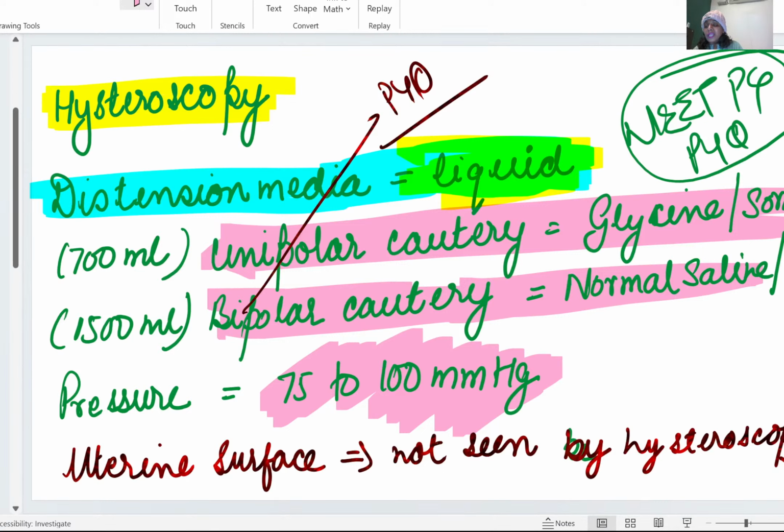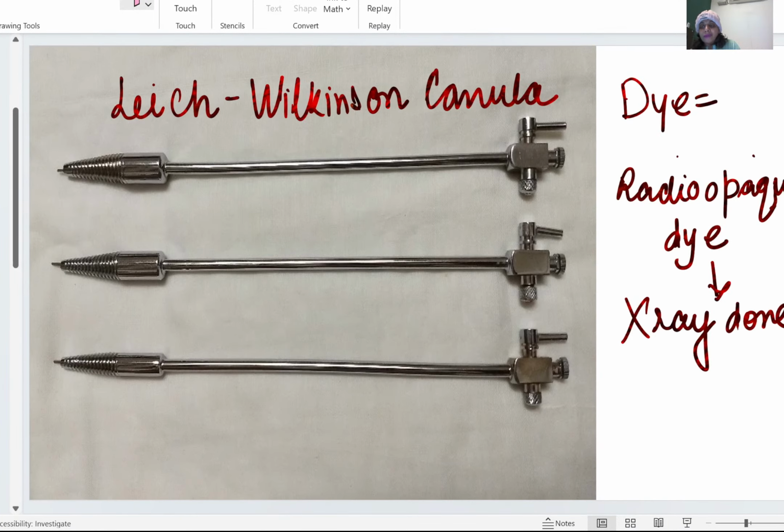This was the PYQ of FMG. Can the uterine surface be seen on hysteroscopy? What all are the structures we see by hysteroscope? We can see the endometrial cavity, the endometrium, the cornua, and the submucosal fibroid. But we cannot see the tubes. We can see the cornua, but we cannot see the tubes. Tubes are very narrow.